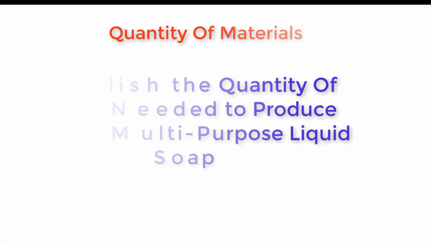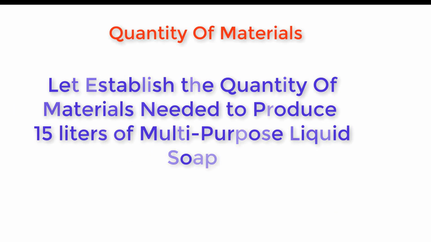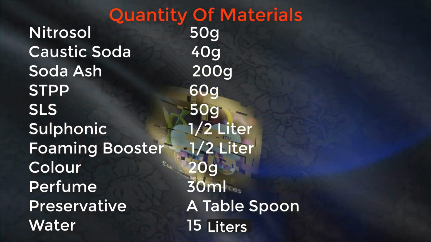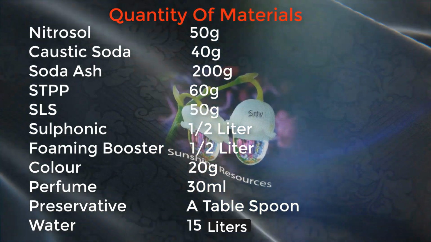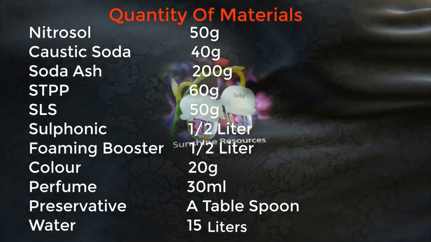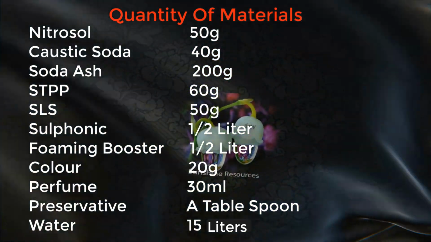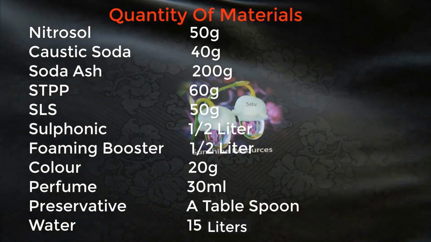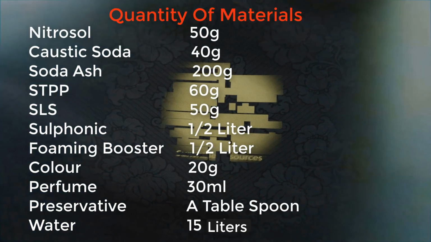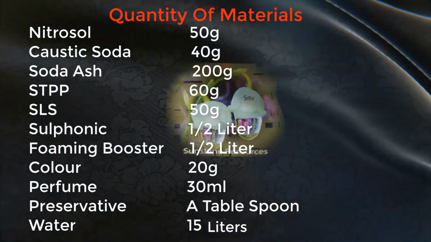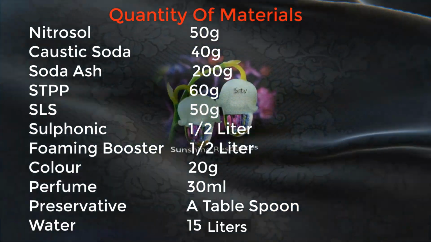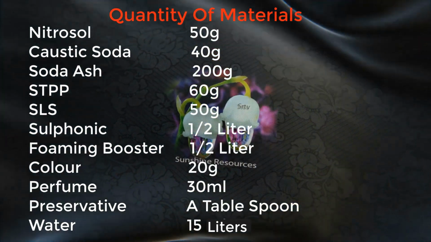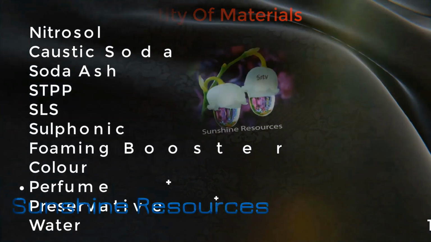Now let's establish the quantity of materials needed to produce about 15 liters of liquid soap. Nitrosol 50 gram, caustic soda 40 gram, soda ash 200 gram, STPP 60 gram, SLS 50 gram, sulfonic acid half a liter, foaming booster half a liter, color 20 gram, perfume 30 ml, preservative a tablespoon, and water 15 liters.